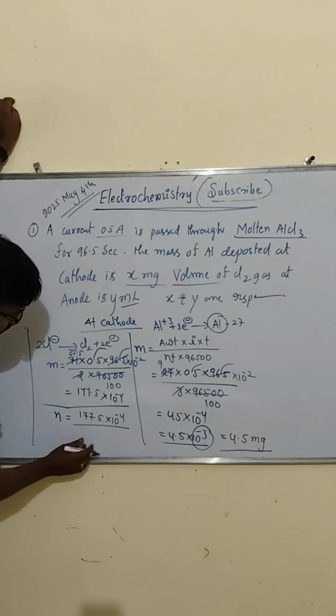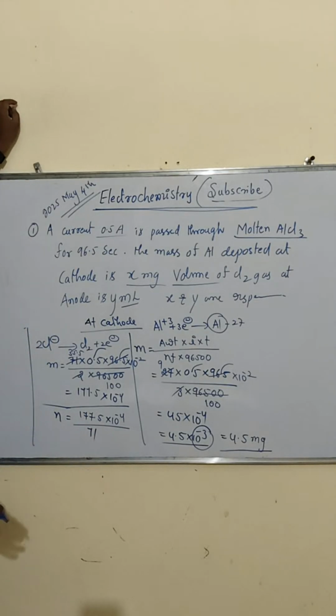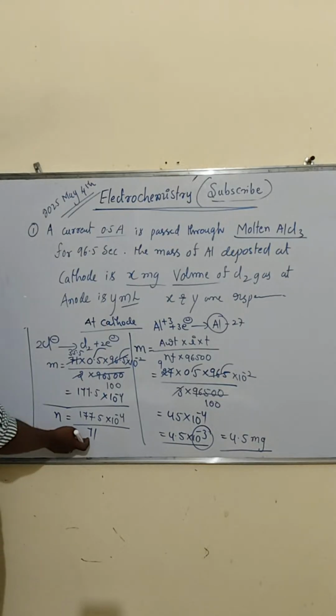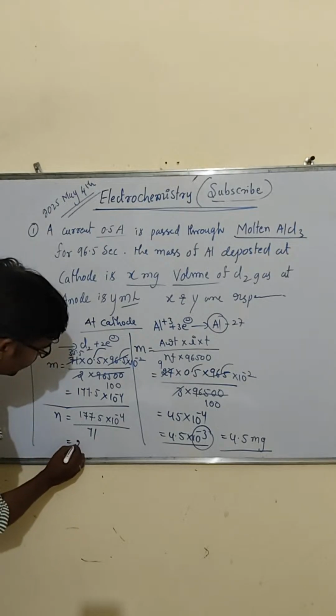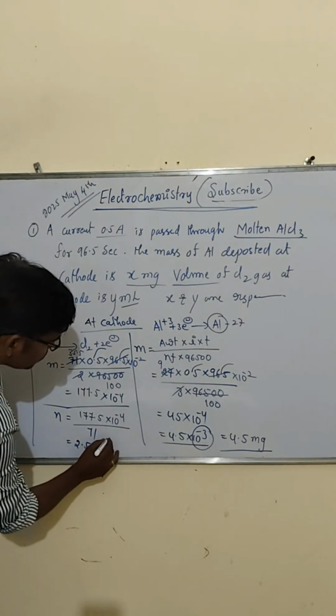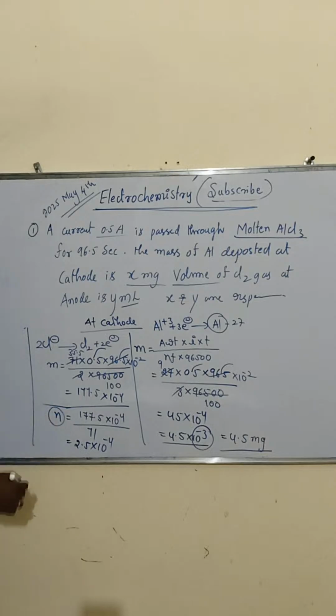71, which is given weight divided by molecular weight, 71 if you take. So 71, how many times will it go into 177? Yes, look at this, my dear students, 71, how many times will it go? So that will go 2.5. So this is 2.5 into 10 to the power of minus 4. So we got the number of moles.